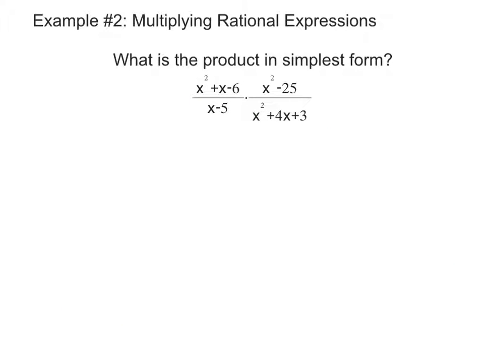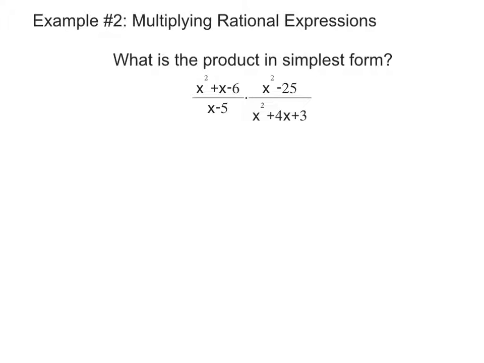All right, so in example 2, now we're multiplying. Just like when you were multiplying fractions in general, you can cross simplify. And so that's what we will be doing here. So we want to break down all of our numerators and denominators as far as they can go, and then we will cross simplify. So we will simplify diagonally, and then we can of course simplify vertically.